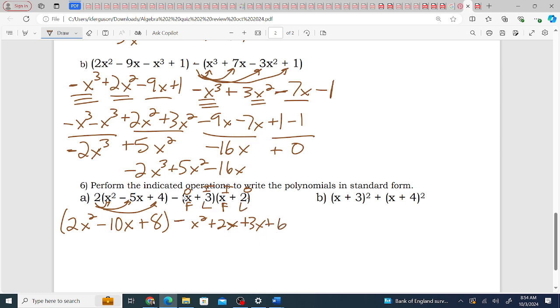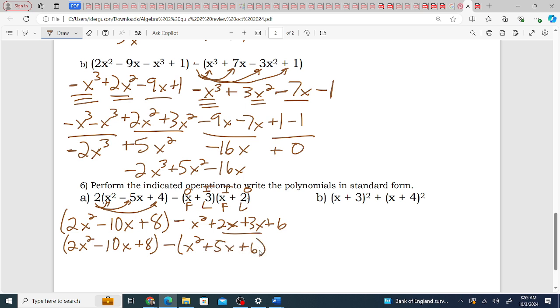And so I just want to add my like terms. So I'm going to have 2x squared minus 10x plus 8 minus x squared. That becomes 5x. So plus 5x plus 6.